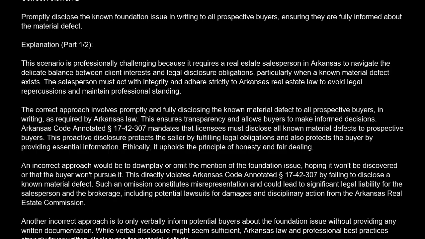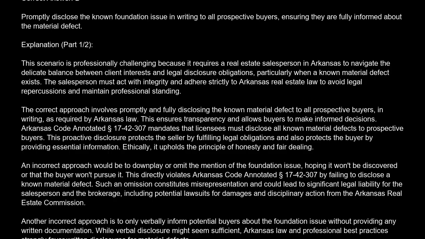This directly violates Arkansas Code Annotated Section 17-42-307 by failing to disclose a known material defect. Such an omission constitutes misrepresentation and could lead to significant legal liability for the salesperson and the brokerage, including potential lawsuits for damages and disciplinary action from the Arkansas Real Estate Commission.